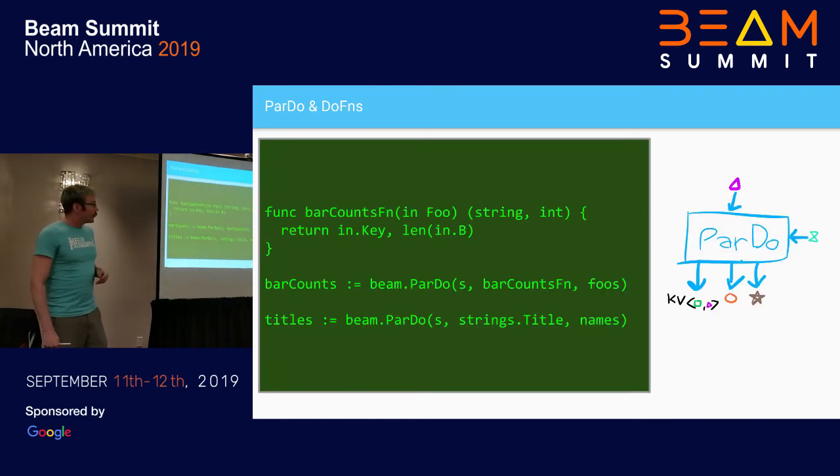What does a pardo look like? I skimmed over it very quickly in the demo, but any arbitrary Go function has the potential of being your DoFn. In Go, there is no inheritance.